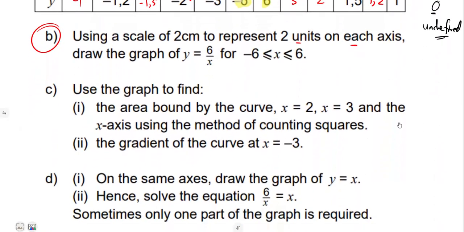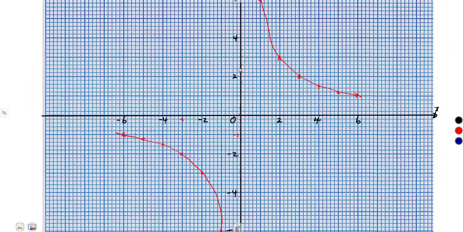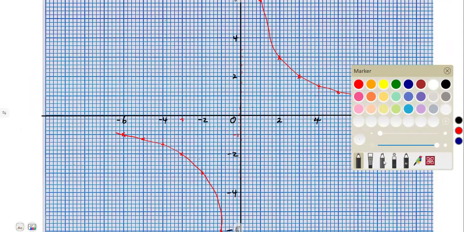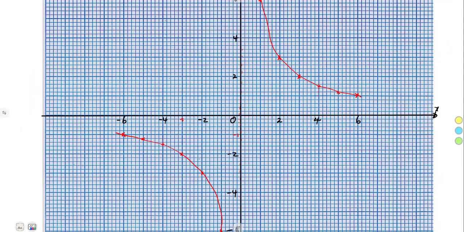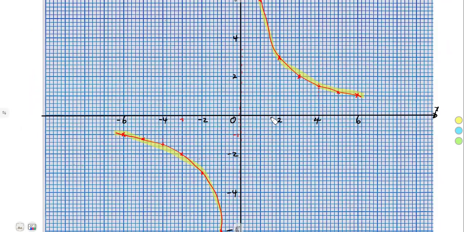Anyways, let's proceed. Use the graph. We're going to proceed with our graph to find the area bounded by the curve. So area bounded by the curve, that is our curve, this one or this one. We do not know which part we are going to work with. So here they say bounded by the curve, so it's either this one or that one. Let's move on. X is equal to 2. The line X is equal to 2.